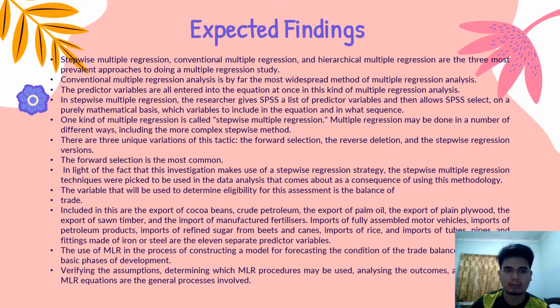In stepwise multiple regression, the researchers give SPSS a list of predictor variables and then allow SPSS to select on a purely mathematical basis which variables to include in the equation and in what sequence. One kind of multiple regression is called stepwise multiple regression. Multiple regression may be done in a number of different ways, including a more complex stepwise method. There are three unique variants of this tactic: the forward selection, the reverse direction, and the stepwise regression version.